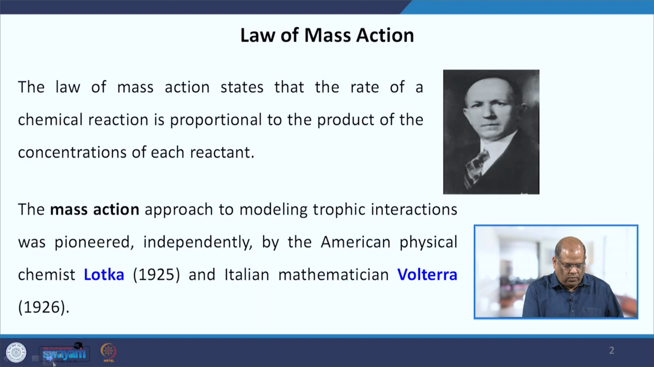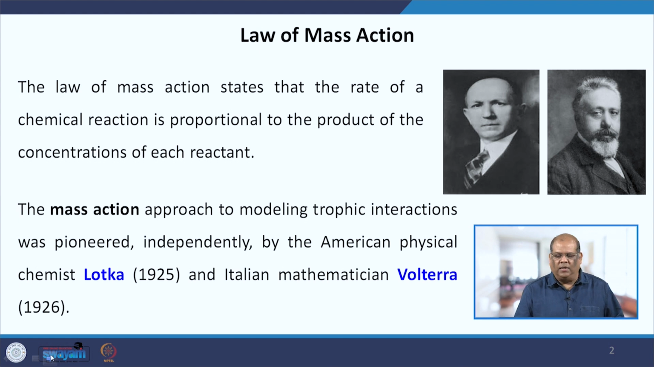This law of mass action in chemistry states that the rate of a chemical reaction is proportional to the product of the concentration of each reactant. Now, this idea was interpreted in mathematical biology by the American physical chemist Lotka and Italian mathematician Volterra. So, this is Lotka and this is Volterra.